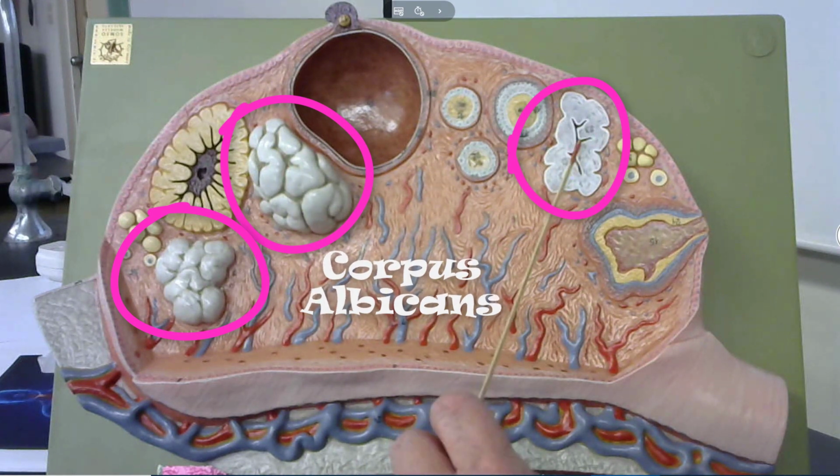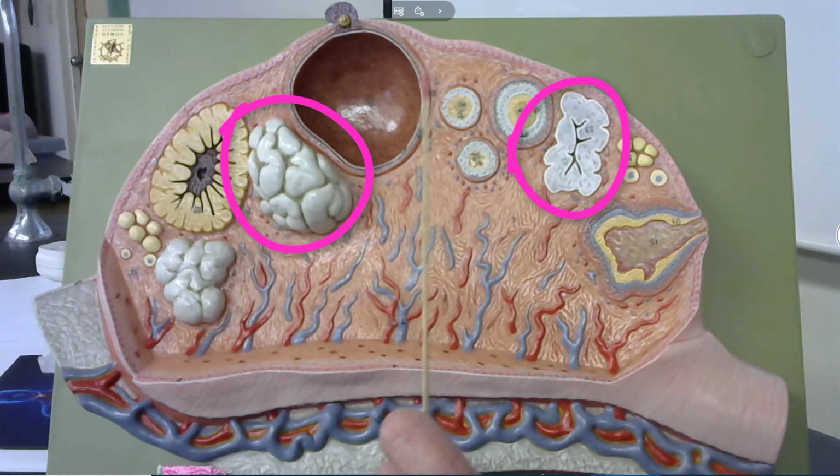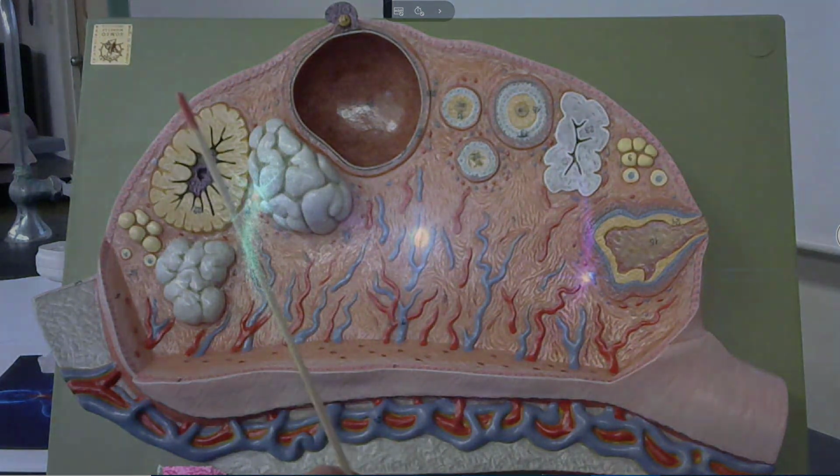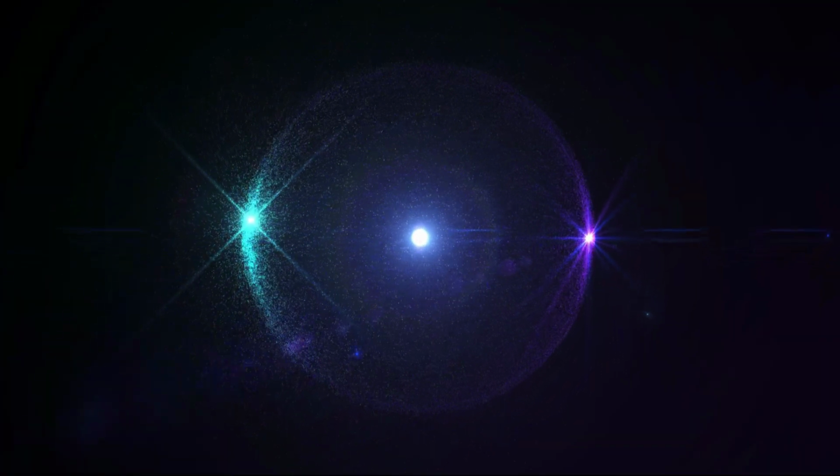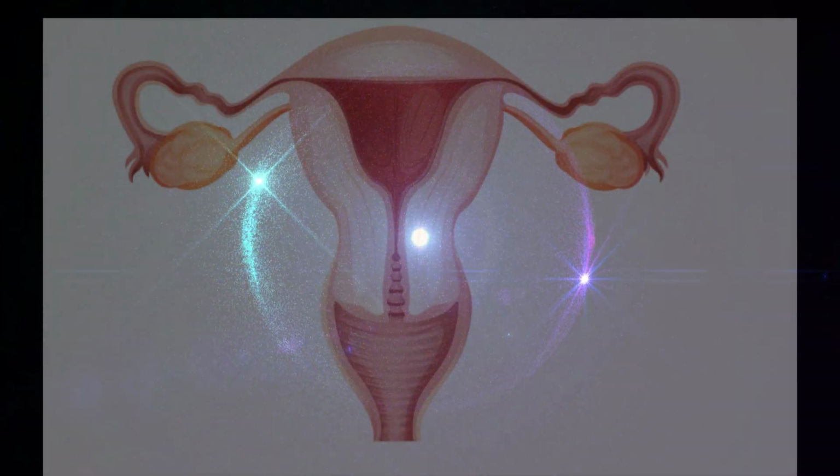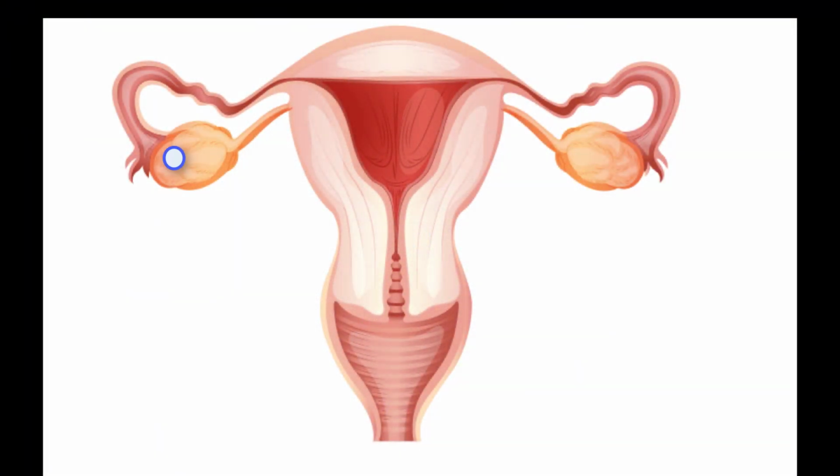At the beginning of each menstrual cycle, about 20 primordial follicles will begin development. However, only one follicle will make it to maturation. This means that only one secondary oocyte is released at ovulation.